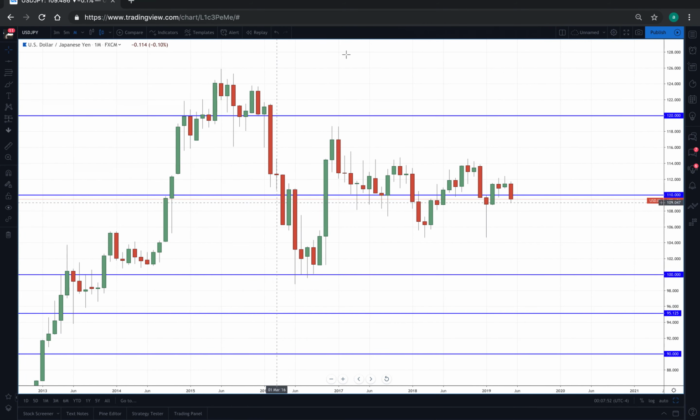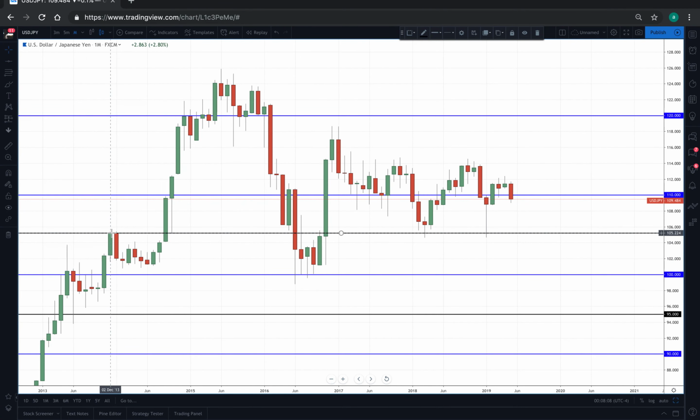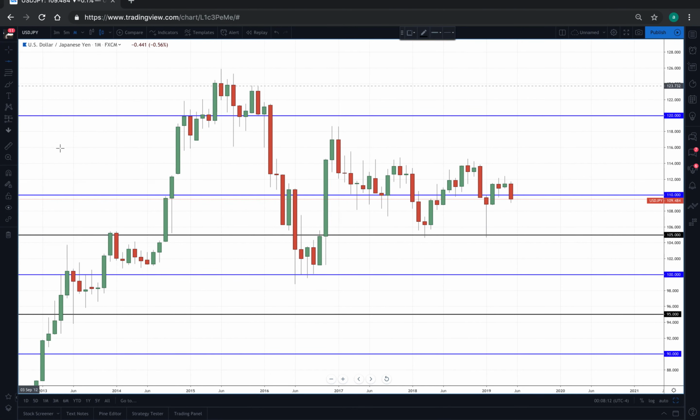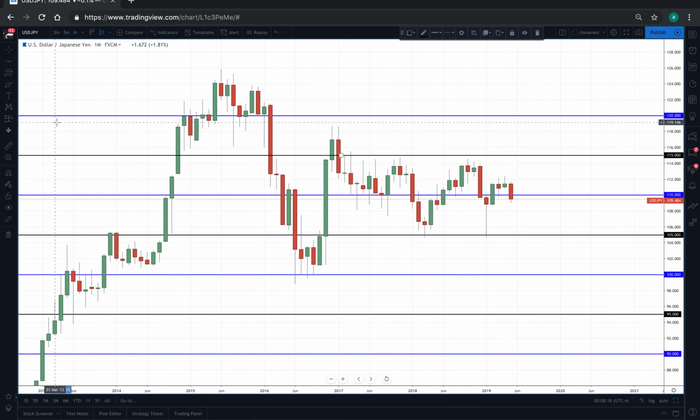95. I'll make this one a different color. That's one thing you can do. If you're trying to know which one's which, you can color coordinate it and make it a different color. Another half point figure would be 105. So by color coordination here, I know the black ones represent the half points, and then I know the blue ones represent the whole figures.